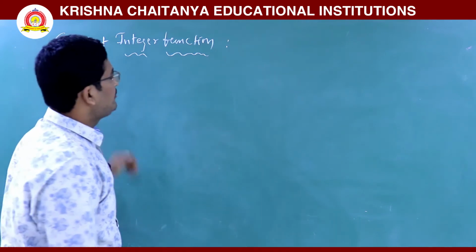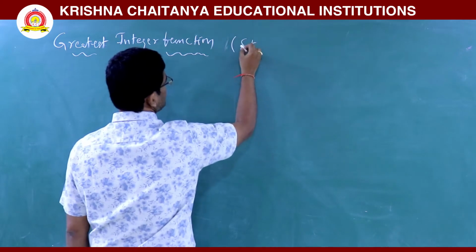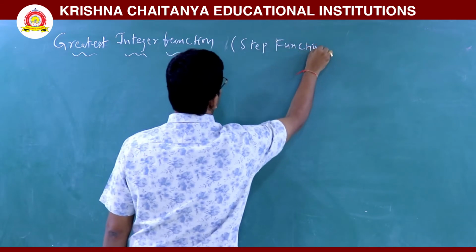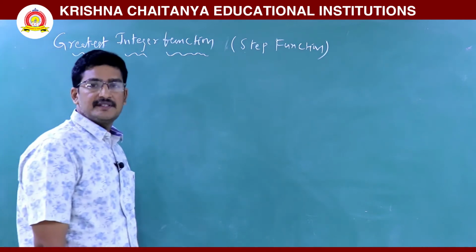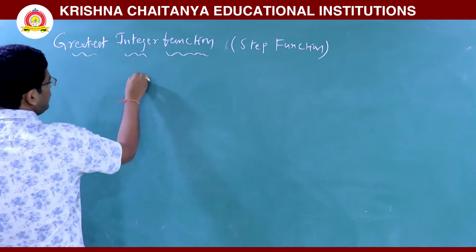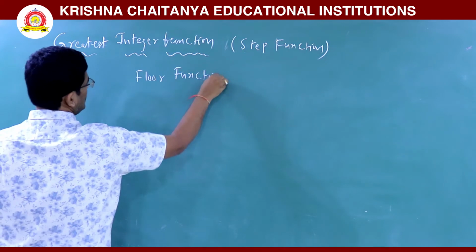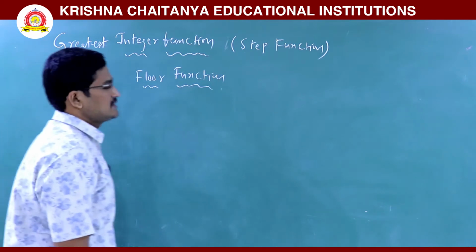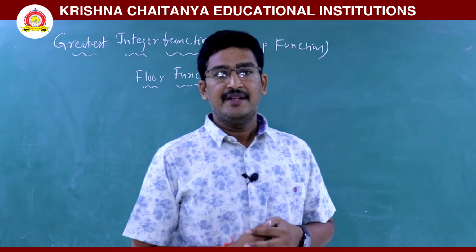It is also called the step function. It is also called the floor function. The greatest integer function is nothing but the floor function. You have to remember all these. So, let me explain the step function, the floor function, which is the greatest integer function.